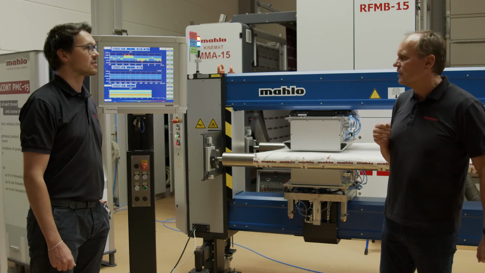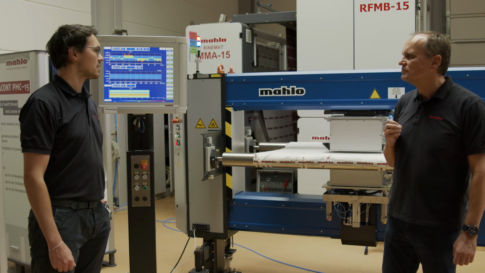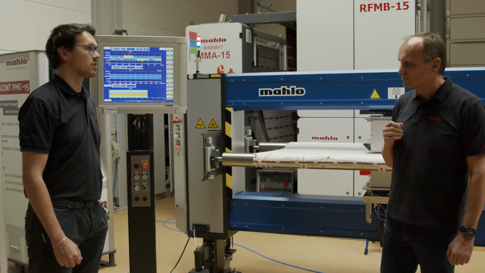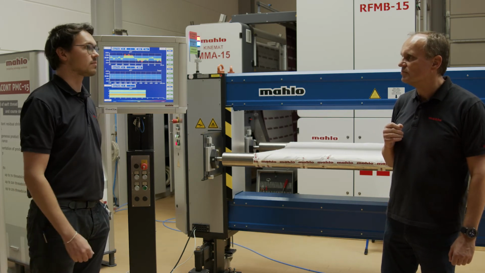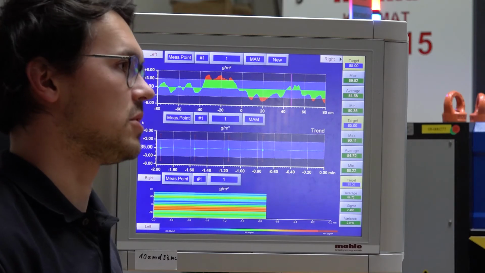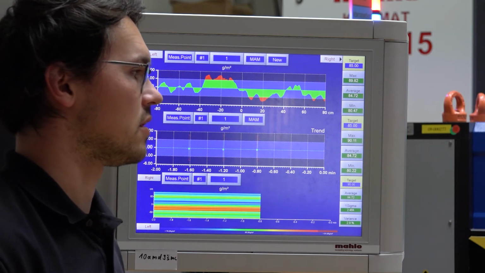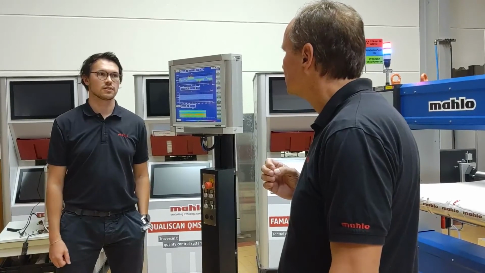And what about the accuracy of such a system? The accuracy is very high because we use a very small measuring spot. In this case, the accuracy can reach down to 0.5 gram per square meter. So it's very accurate and very good for the resolution of the product.